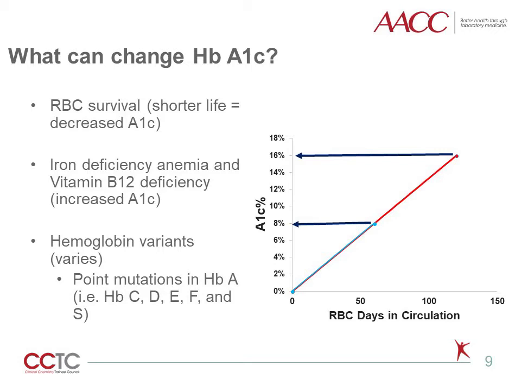For example, the red line in the graph represents RBCs that stay in circulation for the normal 120 days. In this particular glucose environment, they reach a hemoglobin A1c percentage of 16%. The blue line represents cells that remain in circulation for half that amount of time, 60 days. In the same glucose environment, they will only reach a hemoglobin A1c percentage of 8%. Those are drastically different numbers and are interpreted very differently by clinicians.